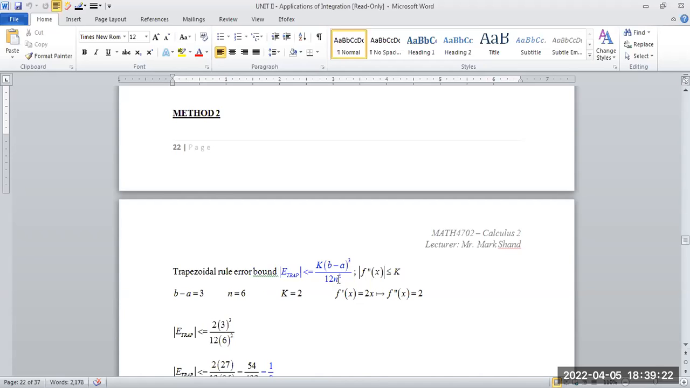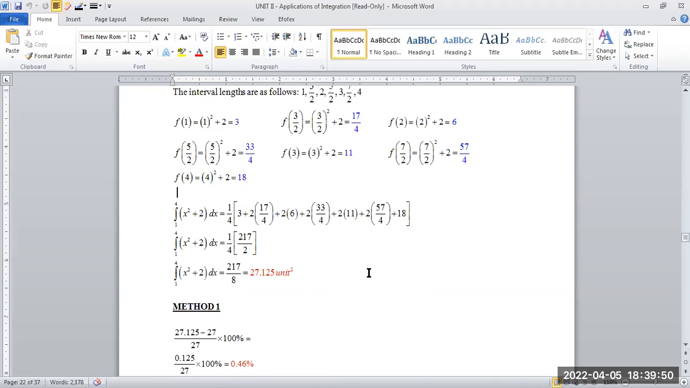We know what n is. N is the number of trapezoids. N is 6. We're getting K to be equal to 2. K equal 2, sir? We get K equal to, watch me. The first differential, remember, this is a second differential. This is a second differential. Let me recall something.